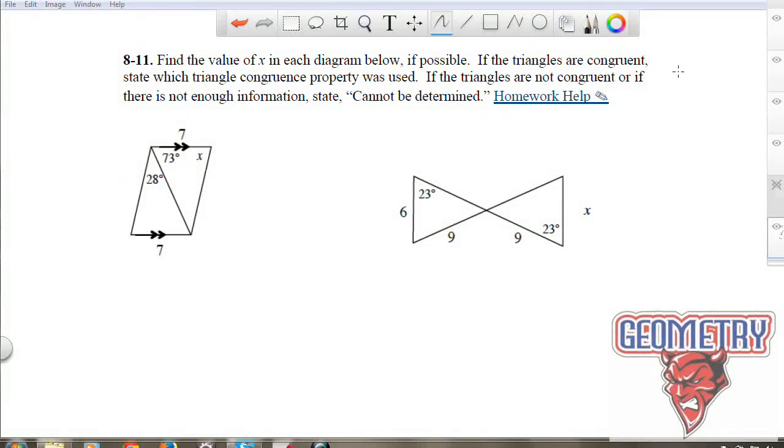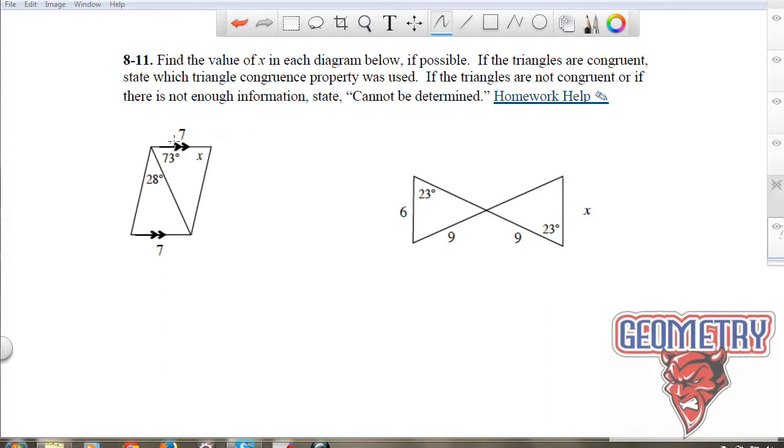Okay, this is chapter 8 of regular geometry. This is problem number 11. Find the value of x in each diagram below, if possible. If the triangles are congruent, state which triangle congruency property was used. If they're not congruent or there's not enough information, make sure we're able to say that.